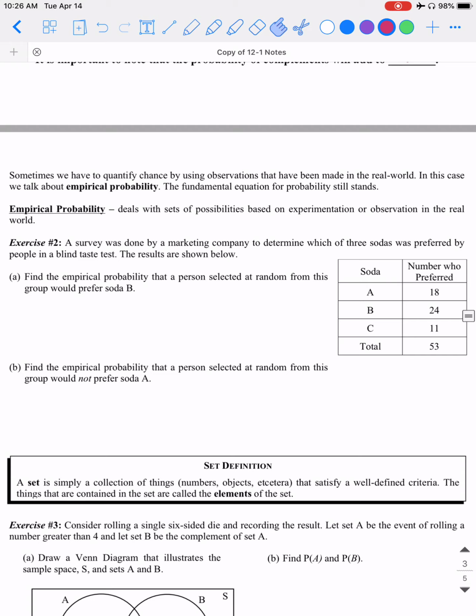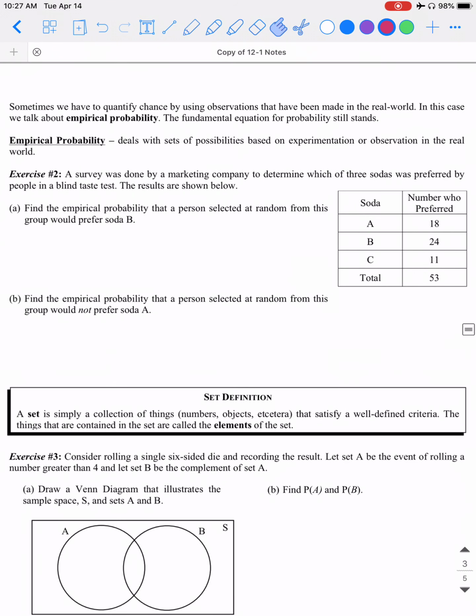All right, and moving on to exercise 2, now we have empirical probability. So this is when I have to actually use an observation, use an experiment to figure out the possibilities that it could occur. Exercise 2 gives me a survey done by a marketing company to determine which of the 3 sodas was preferred by people. So this is different than what we just did in exercise number 1 because I need this table on the right-hand side in order to answer the questions. So the probability that a person selected at random from this group would prefer soda B is going to be 24.